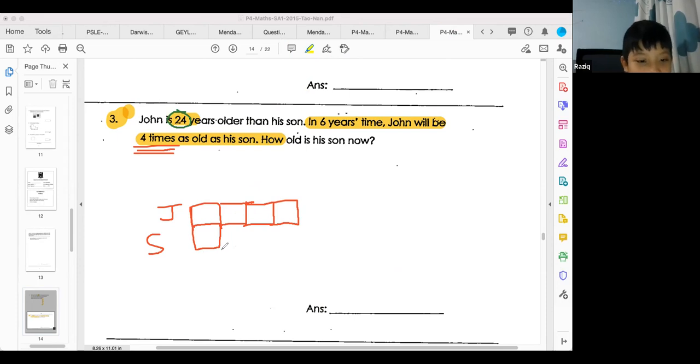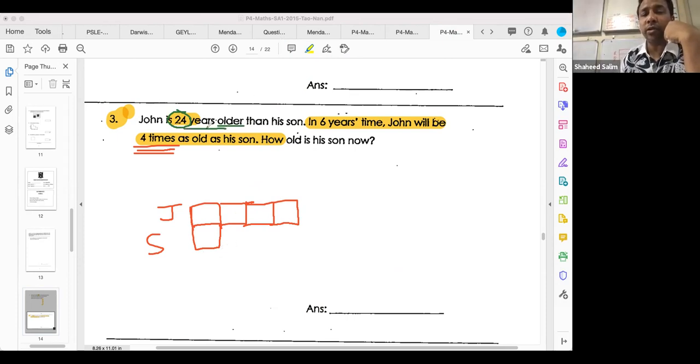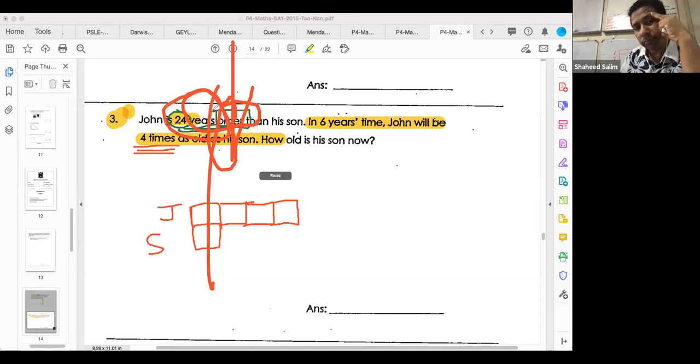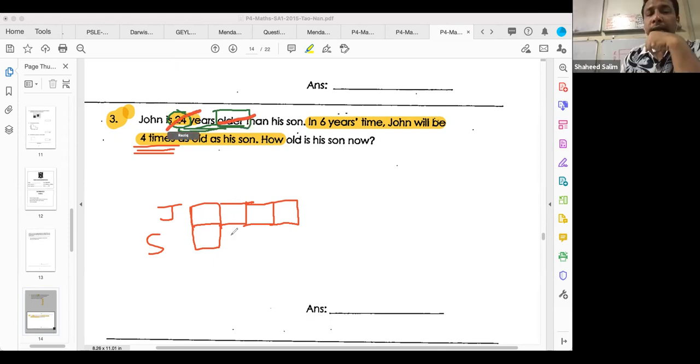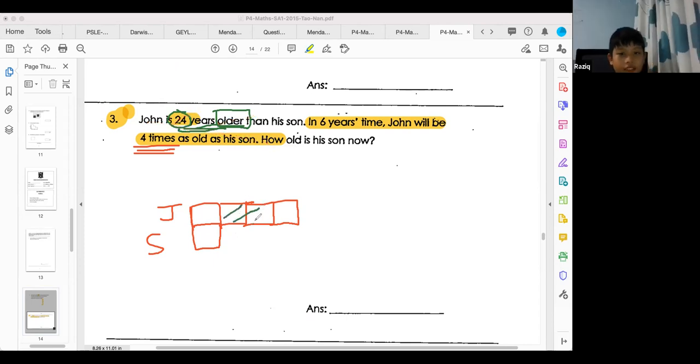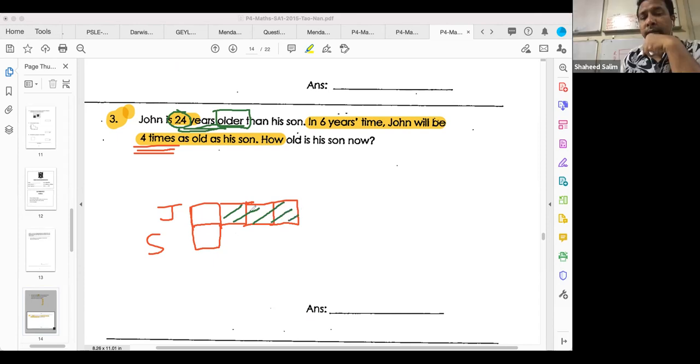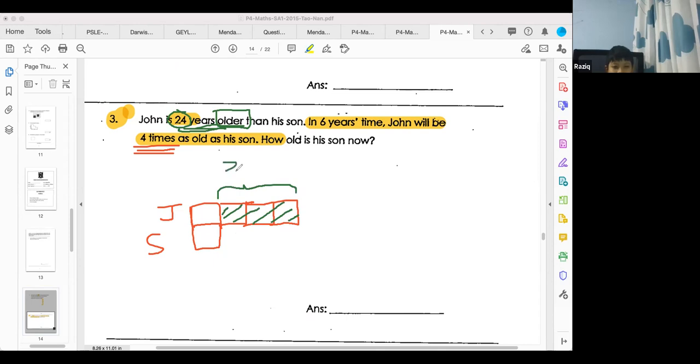Meaning he is 24 years older than the son. Which part is older than the son? Can you shade that part? John is older, which part? Yes, this one is the son's age. The older part is down here. Correct or not? So what does it mean? This part is 24. Once you can do this, you can find out his age.